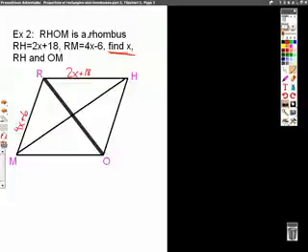Because this shape is a rhombus, we know that this side and this side and this side and this side are all the same length. So because of that, this is equal to that. Set it up just like I said it and solve it.